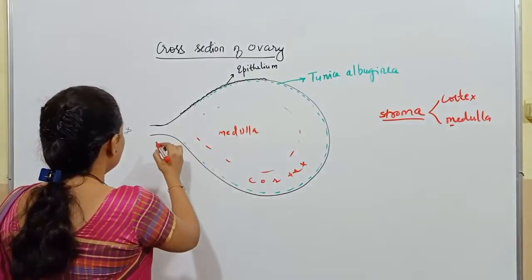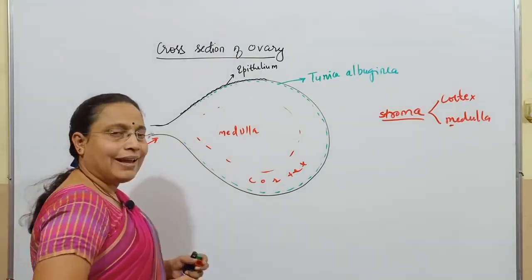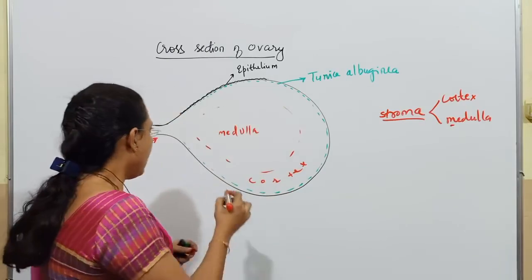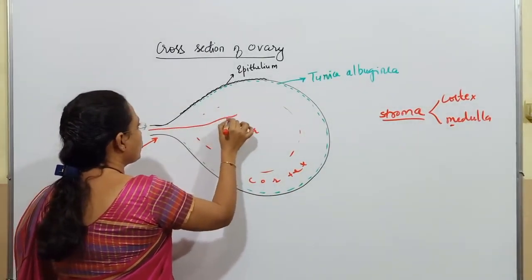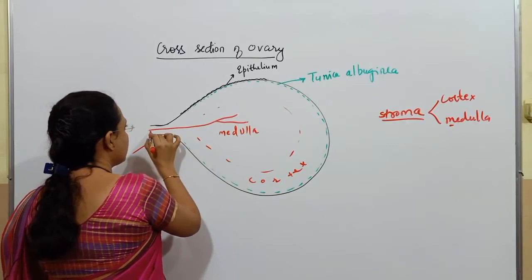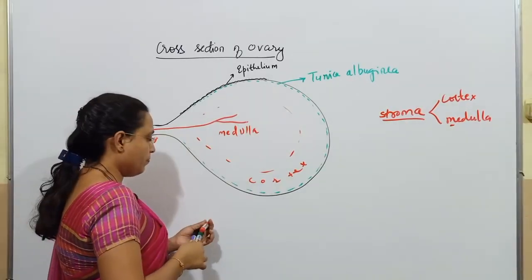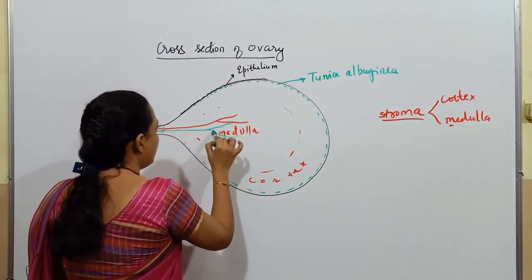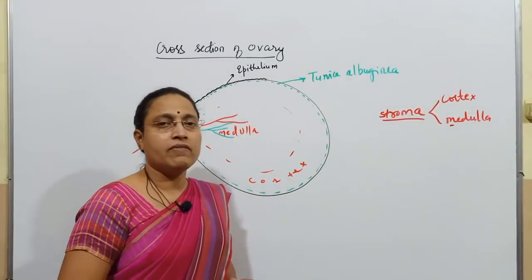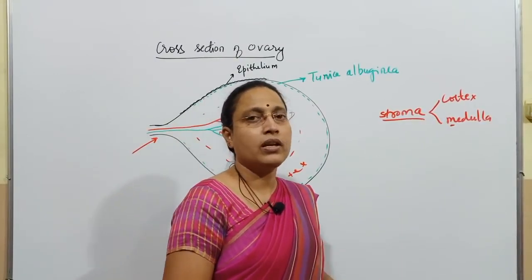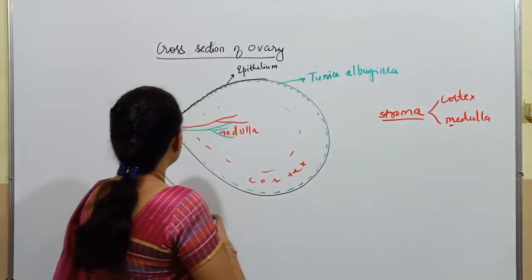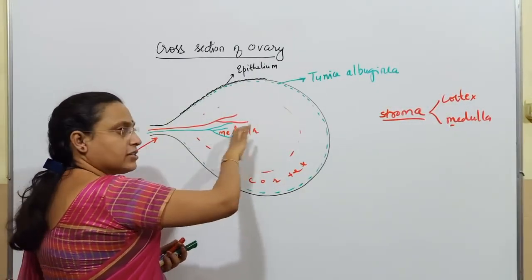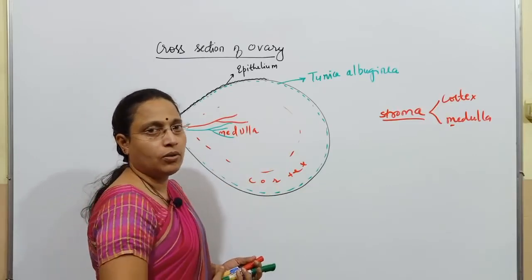And this region, through which all the important structures enter and exit the ovary, can also be called the hilus. You can see there is a supply of oxygenated blood by artery and return of deoxygenated blood through veins. There will also be lymphatic vessels and innervation. It is through this region that all of them enter the organ called the ovary.